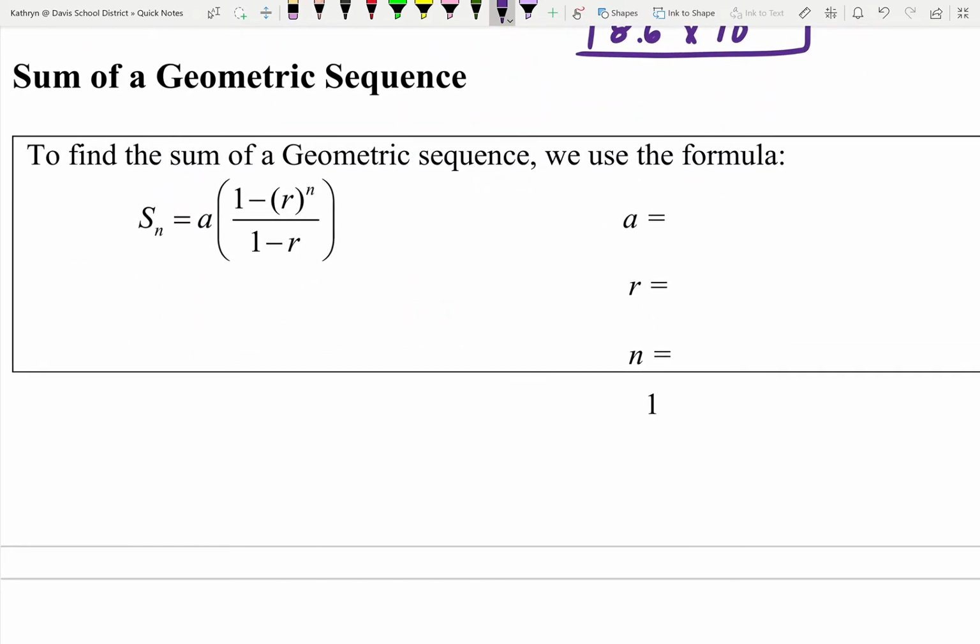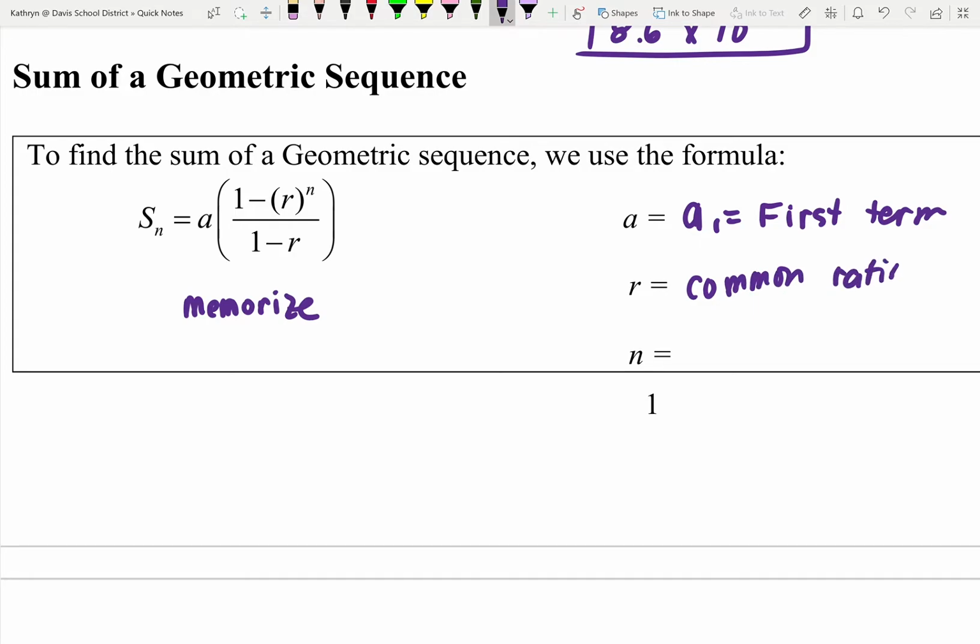Okay, here's the formula for the sum of a geometric sequence. Write a note right here to yourself that says, I must memorize this. A, you guys know it's the same thing as a sub 1, which is the first term. R is the common ratio, and n is the number of terms that I'm adding. So if they say find the sum of the first 20 terms, then your n is 20. Okay? All right.